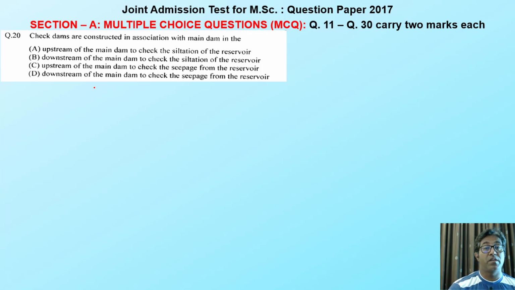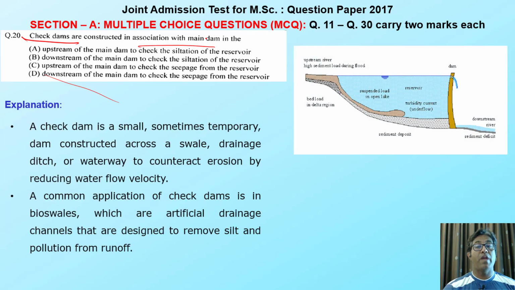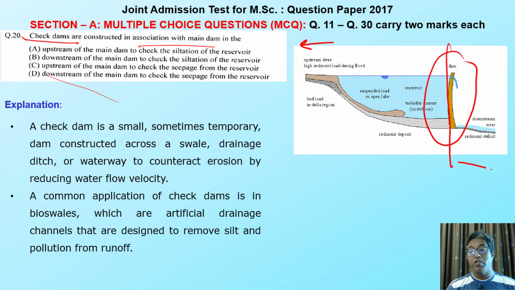Check dams are constructed in association with the main dam. A check dam is another dam which we associate with the main dam to protect it, because if something goes wrong before opening, the check dam will help us protect my main dam. So identify where we should have the check dam. Generally I have to protect the main dam, so it should be on the upper side of the dam. And you know which one is downstream and which one is upstream. If this is your dam, going down is known as downstream, and up is known as upstream.